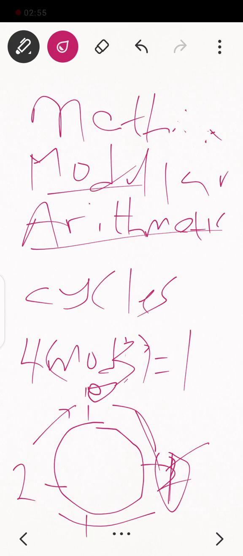So what's a better way of doing this? There's a better way of doing this. So look at this. 4 in mod 3 is equal to, you divide 4 by 3. What will you get? 1 remainder 1.